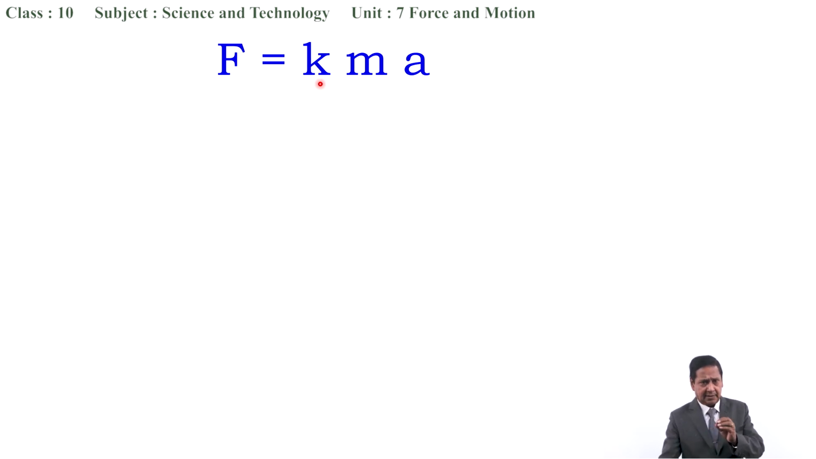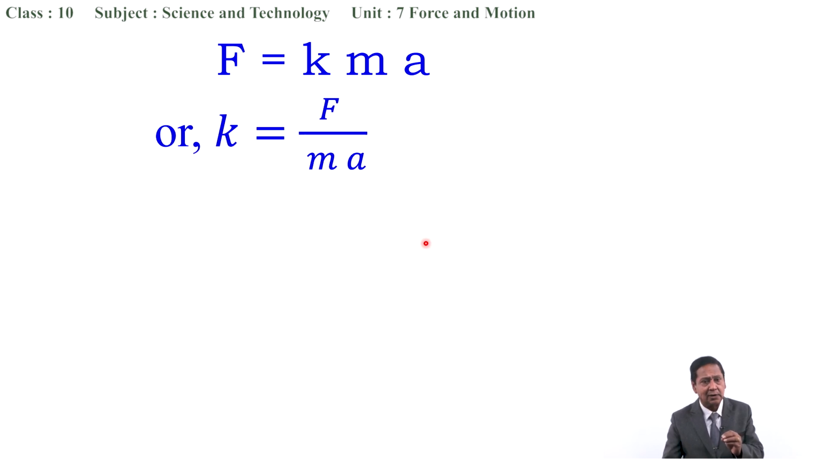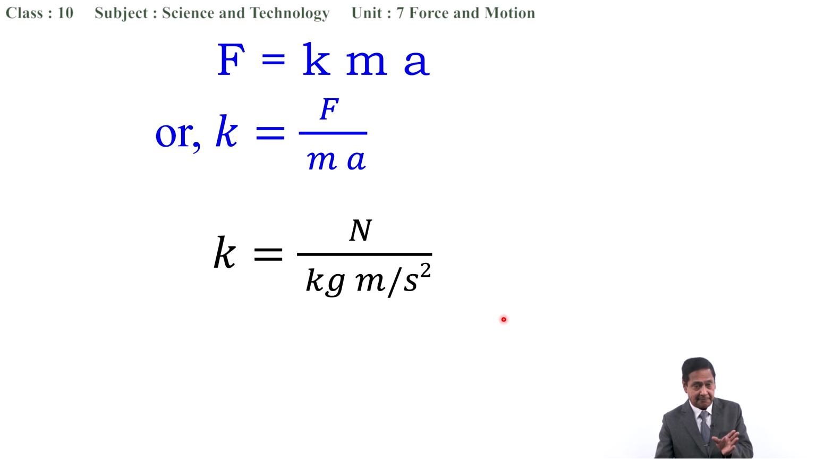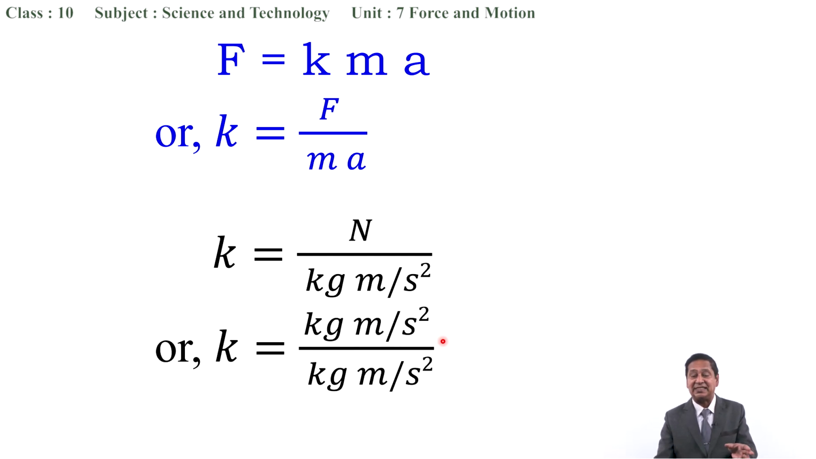Okay, look at this. If K is taken to one side, then we will have K equal to F by ma. If we take the units of force, mass and acceleration, the same equation can be written this way. Force is measured in Newton, mass is measured in kilogram, acceleration is measured in meter per second square. And the expanded form of Newton is kg meter per second square.